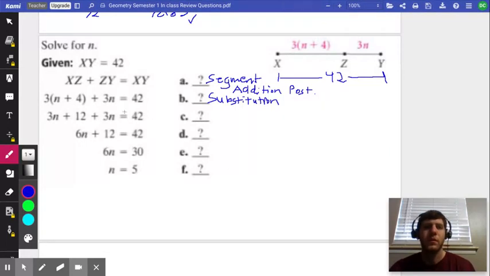Okay. From there, we are going from 3 times quantity n plus 4 to 3n plus 12 by distributing. Right, we're distributing. So that's the distributive property. Okay, and from there, we're combining like terms. So 3n plus 12 plus 3n equals 42. So that's going to be combining like terms.